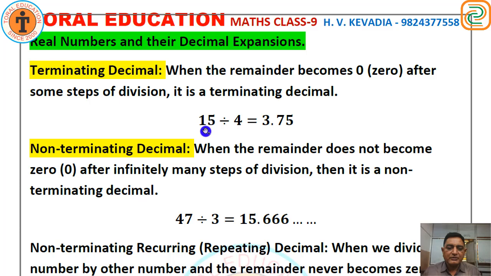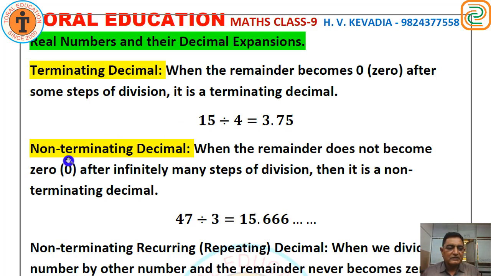Look at here. 15 divided by 4. If we do it, then first 3.75. The last 5 is the end of the division. So this decimal is a terminating decimal.